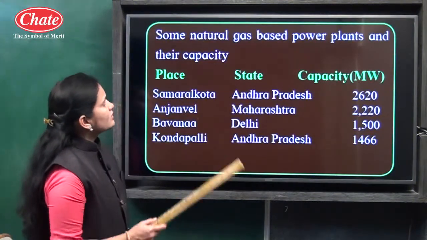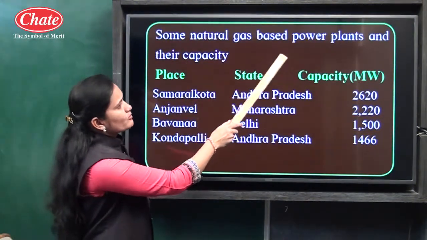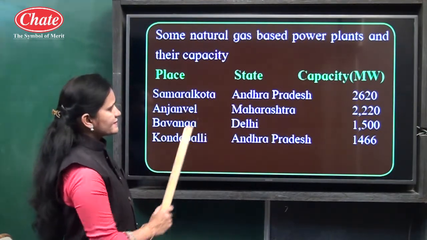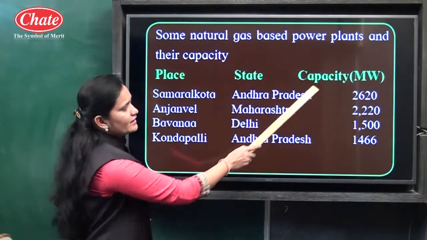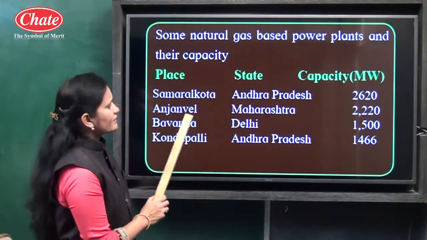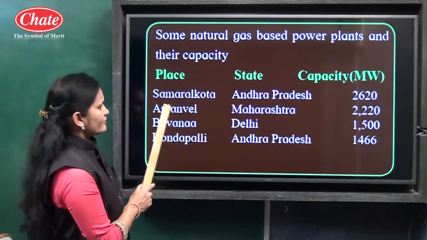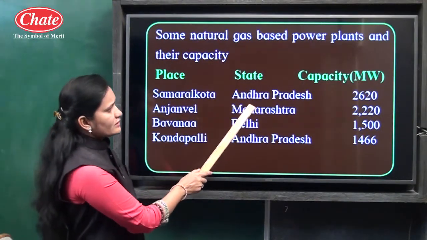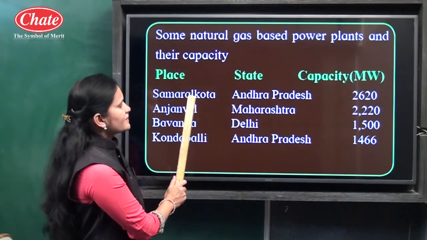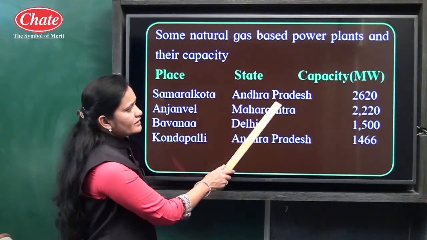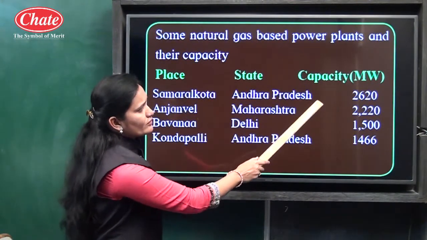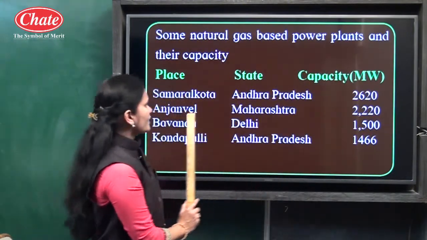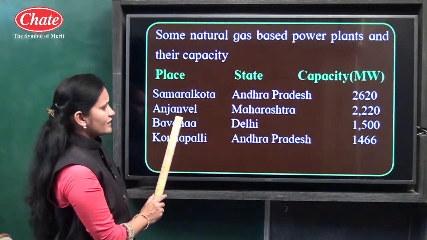Now we will see some natural gas based power plants and their capacity. Here the name of the place is written, in front of it the state is written, and in front of it the capacity of the power plant is written. The first place is Samalkot. In which state is this place? In Andhra Pradesh. And the capacity of this power plant is about 2620 megawatt.